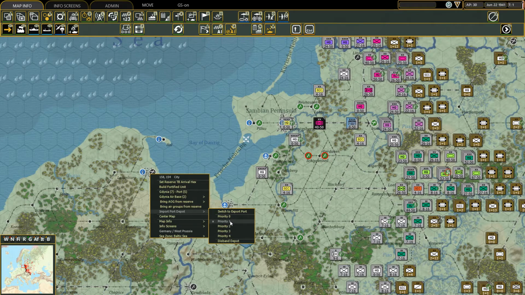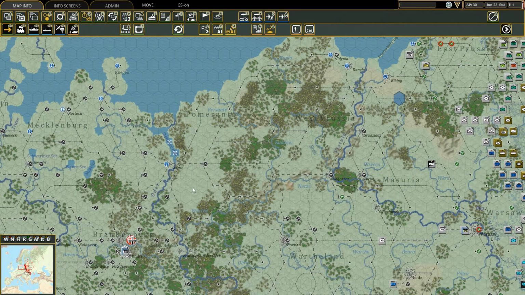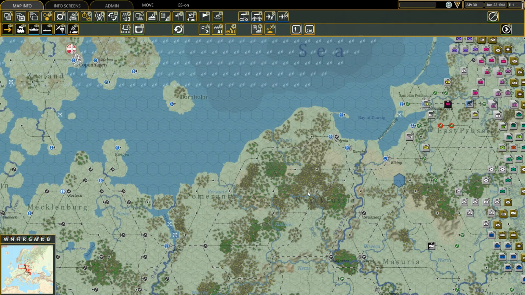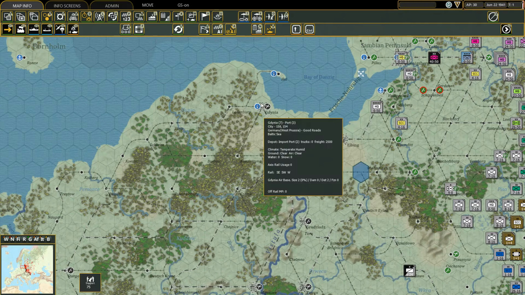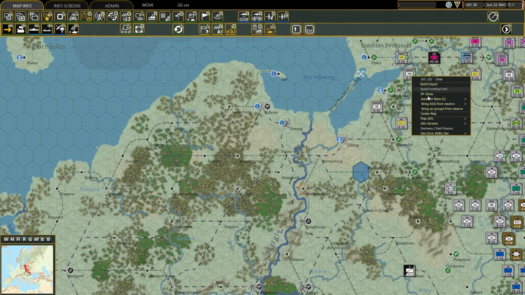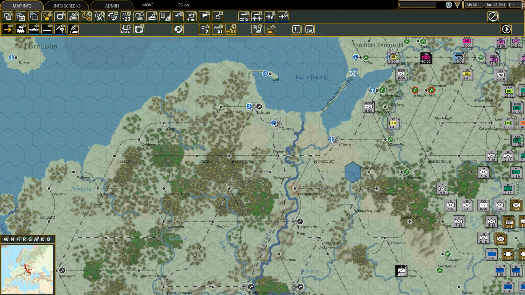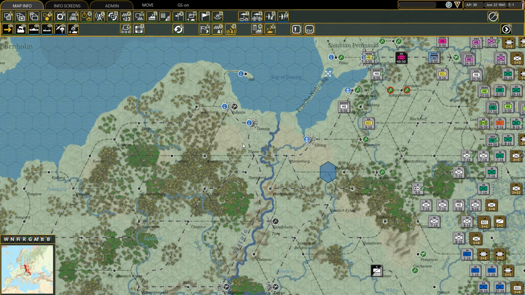So priority number 1 means that this hex containing a depot will drag supplies, will drag freight from other parts of the map, and will deliver the freight to depots which have priority of level 2, like for instance the port of Königsberg.